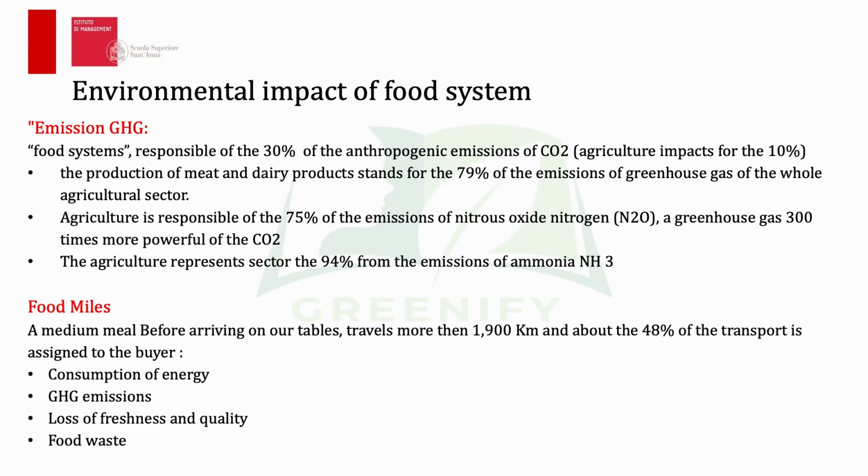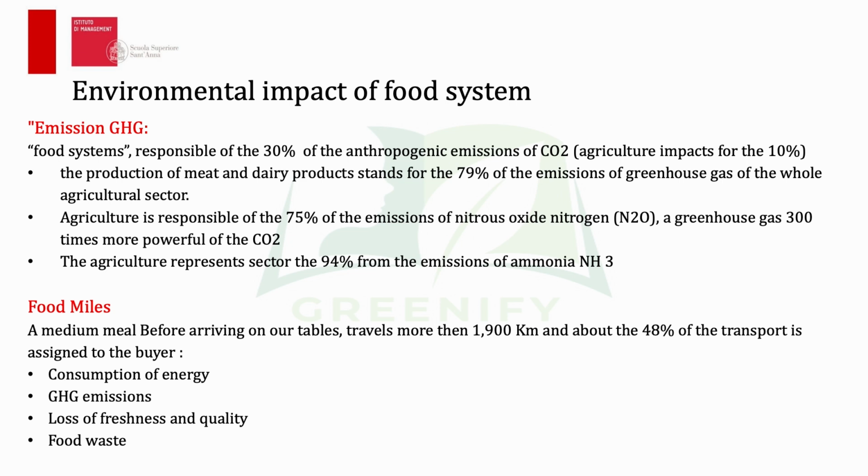The main impacts of the food system primarily concern greenhouse gas emissions. In fact, food systems are responsible for 30% of anthropogenic CO2 emissions. Of this, 10% is caused by agriculture alone. Meat and dairy production, on the other hand, is responsible for 79% of greenhouse gas emissions.